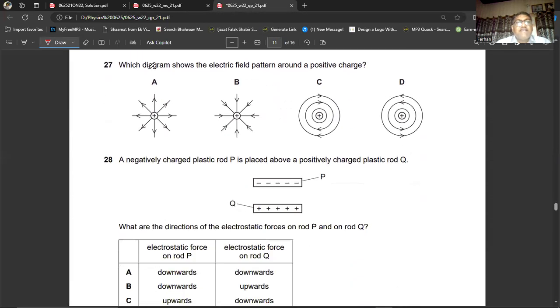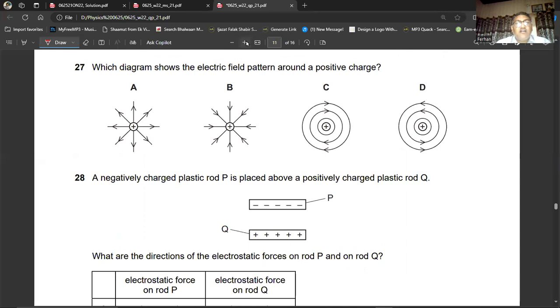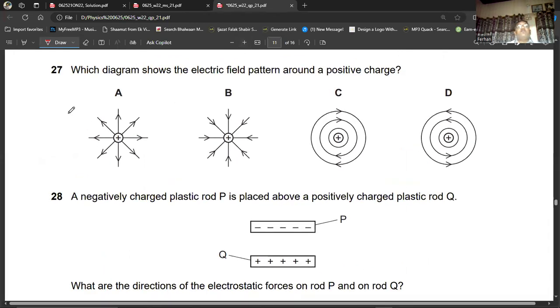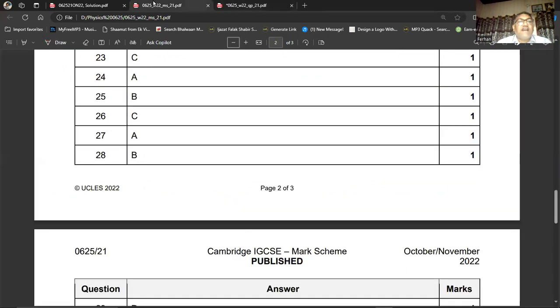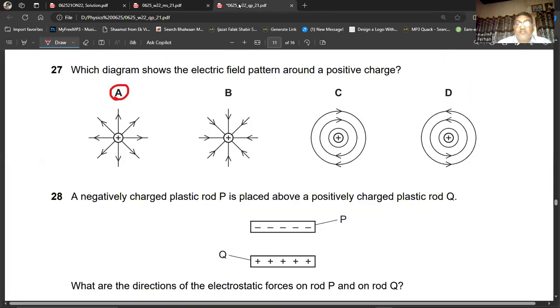Question number 27, he says, which diagram shows the electric field pattern around a positive charge? So from the positive charge, electric field lines fan out. So I think A is the right option, sir. Question number 27, A is the right option.